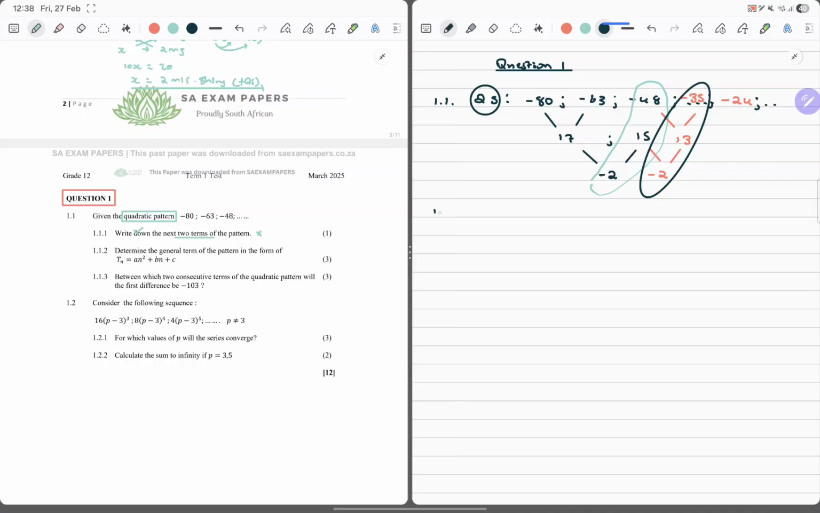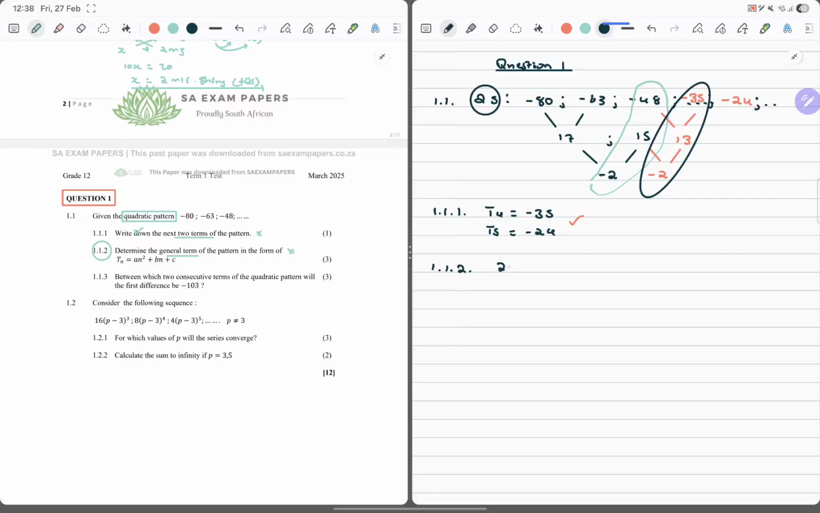So to answer 1.1.1, we know that T4 is minus 35 and T5 is minus 24. That's it. We get 1 mark for both of them. So 1.1.2, we now have to determine the general term. Again, this is a grade 11 question. It should not be here.